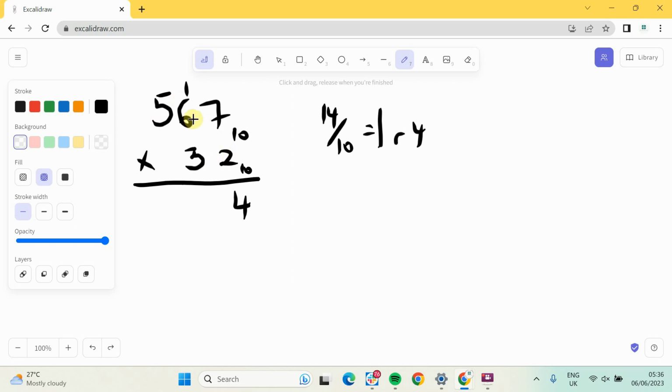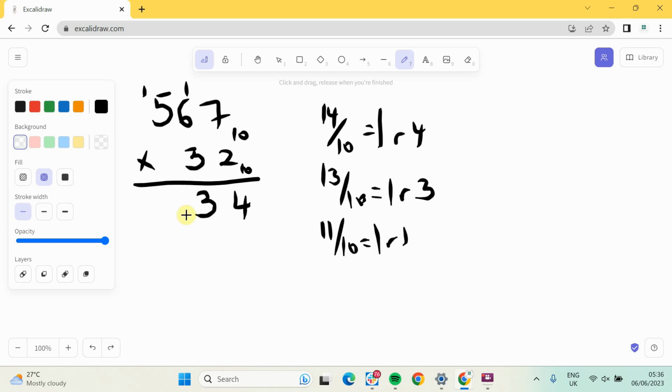6 times 2 is 12. 12 plus 1 is 13. Same thing, 13 divided by 10 will be 1 remainder 3. So I'll drop 3 and carry over 1. 2 times 5 is 10. 10 plus 1 is 11. So 11 divided by 10 is 1 remainder 1. So I'll drop 1 and carry over 1. Because there's nothing else to multiply, I'll just bring down the 1 I carried over.